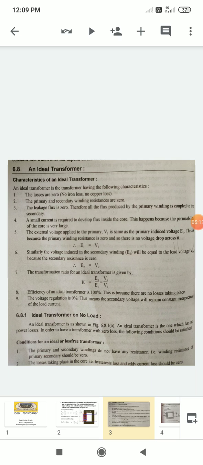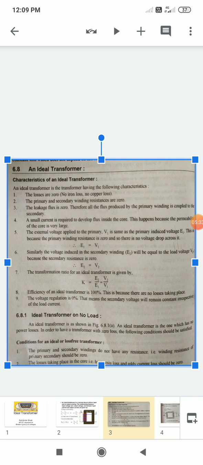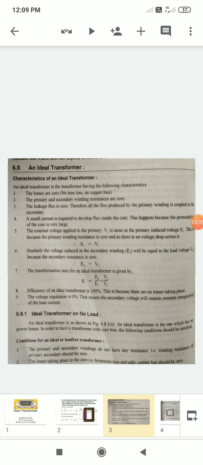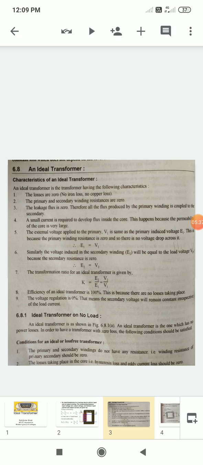Leakage flux means the mutual inductance flux produced due to Faraday's law of electromagnetic induction; that is also equal to zero. But students, in practical life this is not possible, which we will discuss in our next slide. If the flux is zero, it means whatever flux is produced in the primary winding is totally coupled with the secondary winding.